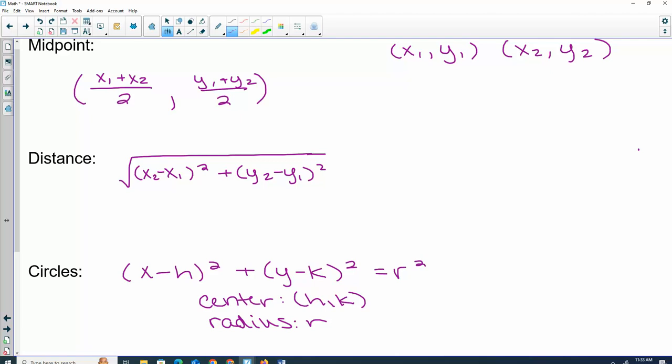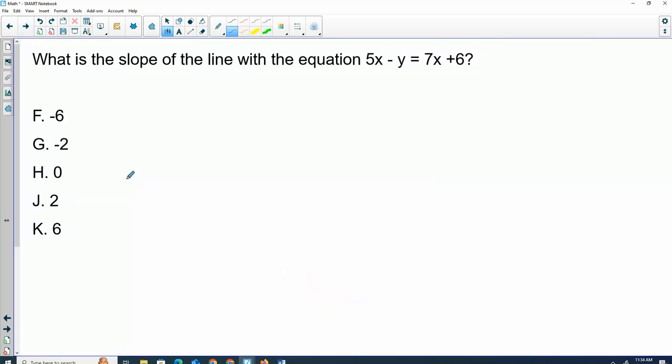So I just want to go through some problems involving these types of things. Does everyone have what they need? All right, so here's one taken off an ACT test. What is the slope of the line with the equation 5x minus y equals 7x plus 6?